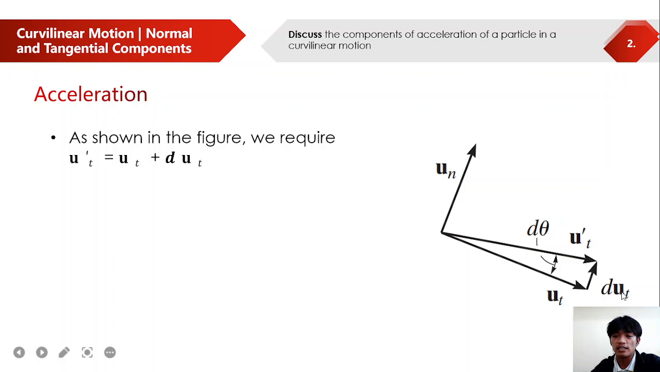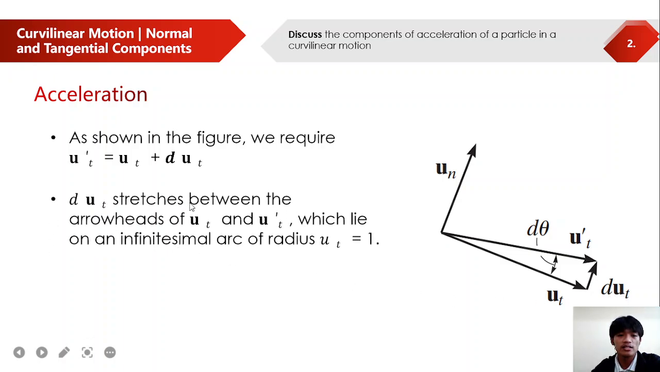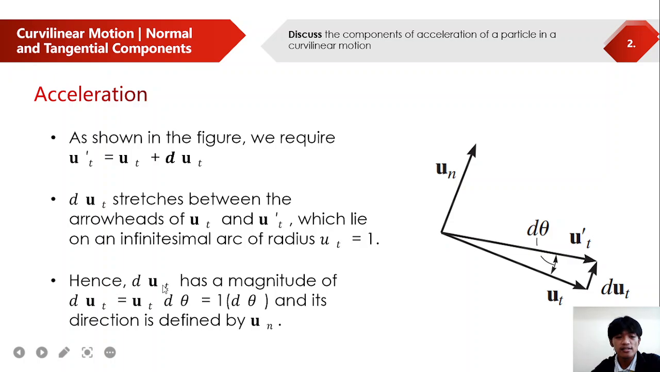Change of the change of u sub t, no? So therefore, du sub t stretches between the arrowheads of u sub t and then u prime sub t, which lie on an infinitesimal arc of radius u sub t. U sub t is equal to 1. Hence, du sub t has a magnitude of du sub t is equal to u sub t d theta, which is equal to 1 d theta.